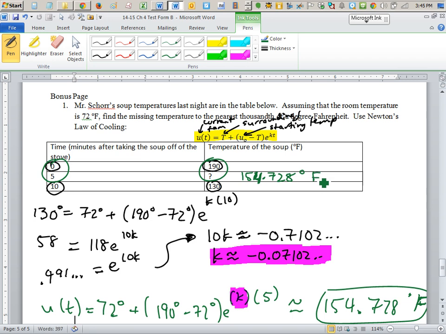154.728 degrees Fahrenheit. So notice how close this actually is to the estimate that if it dropped 60 degrees in 10 minutes, it would drop 30 degrees in 5 minutes. But if you had gone with that logic, you would have answered 160. And that's not the right answer, it's 154.728. Alrighty.